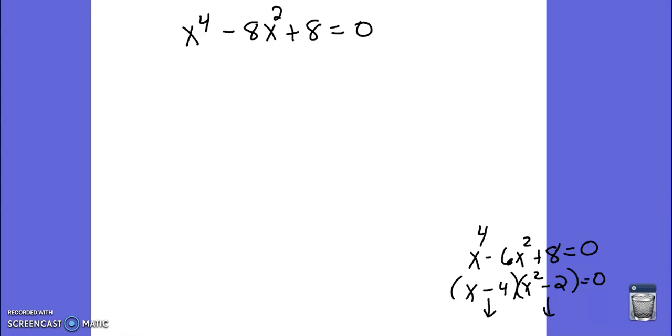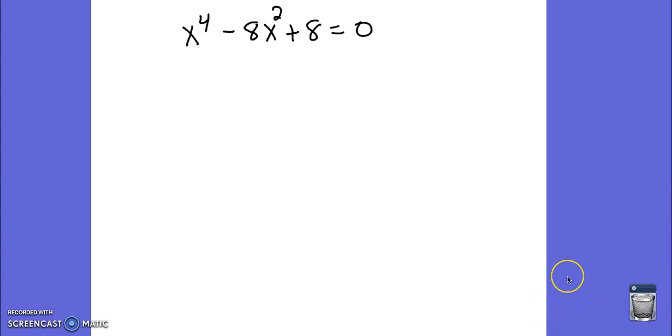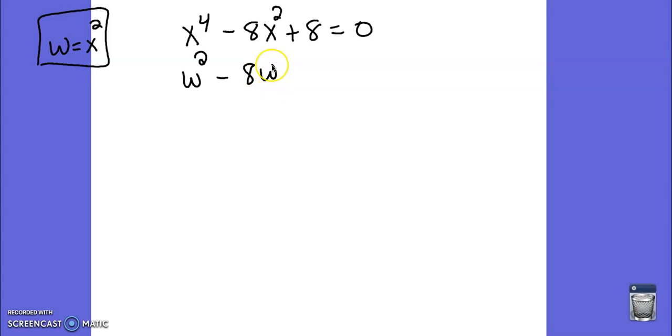So what we're going to do is solve this using a little substitution method. Let's just say W, for instance, and you could use any letter you want, but I'm just going to use W, and we're going to let W equal x squared. We're just going to make a substitution, W equals x squared, which means this is actually W squared minus 8W plus 8. So I just made that substitution.